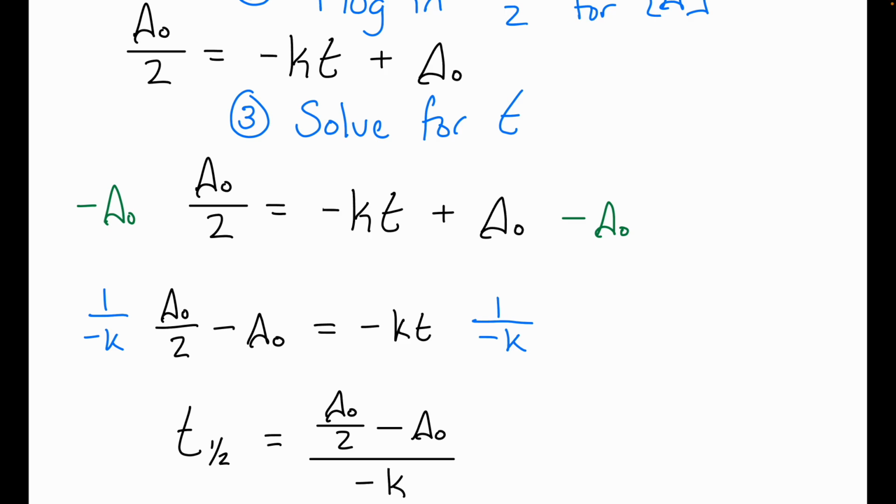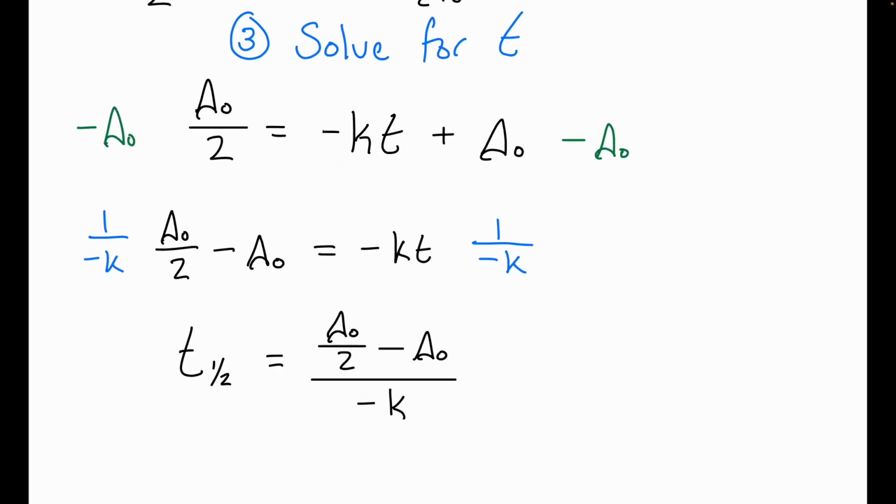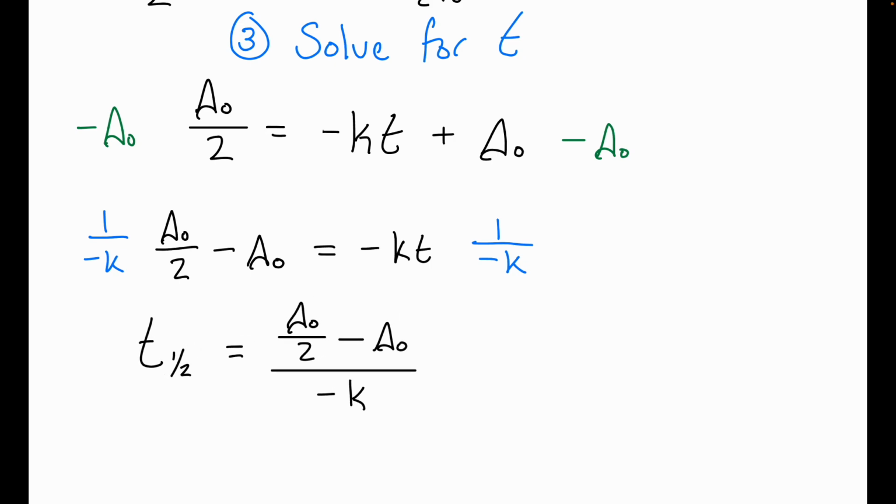Now, truthfully, if you're a little bit of a math nerd, this is a really ugly way to leave this. You can simplify this quite a bit, to A naught over 2k.